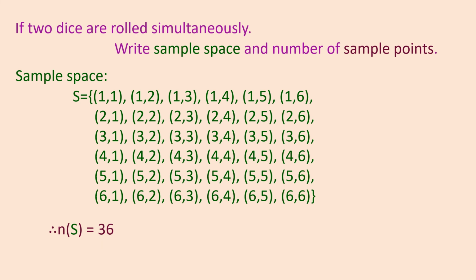And if you count, you will find that the number of sample points in the above sample space, when two dice are rolled simultaneously, is 36. I hope by this it is clearer what the sample space and the number of sample points will be when two dice are thrown. I hope the concept of sample space and sample point is clear.